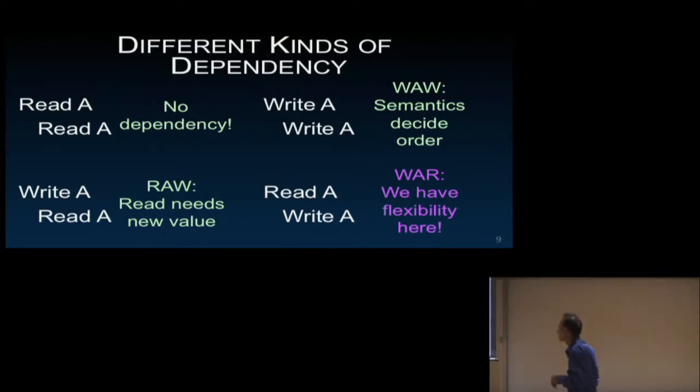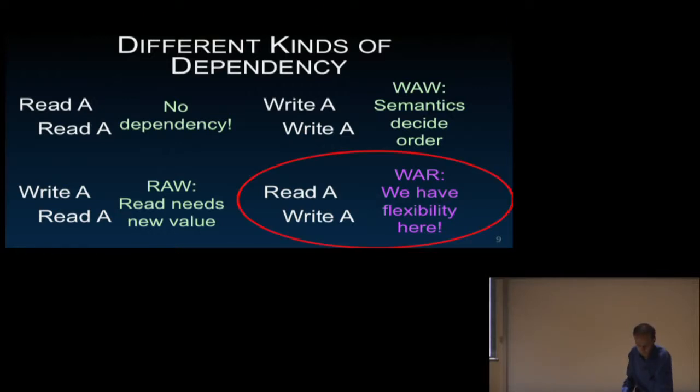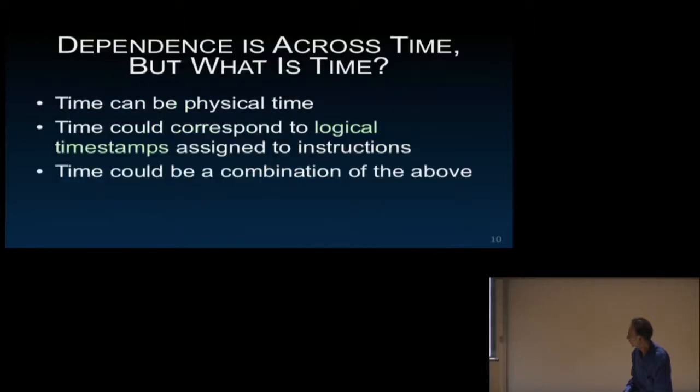But what we're going to do is we're going to use flexibility in the definition of correctness of our program to virtually eliminate what are called WAR dependencies, which are write after read dependencies. Okay? And I'm going to give you a sense of how this is going to happen, why we have this flexibility in the next minute or so, and then we'll dive into specific examples of using this flexibility, exploiting this flexibility. So we talk about dependency, and dependency is across time.